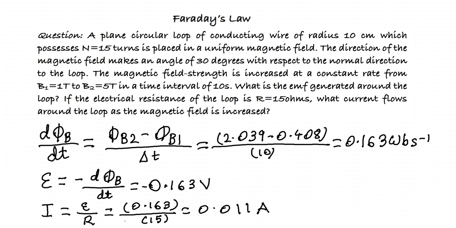Now, according to Ohm's law, the current which flows around the loop in response to the EMF is I equals epsilon over R equals 0.163 over 15 equals 0.011 amperes. This is the magnitude of the current produced by the induced EMF.